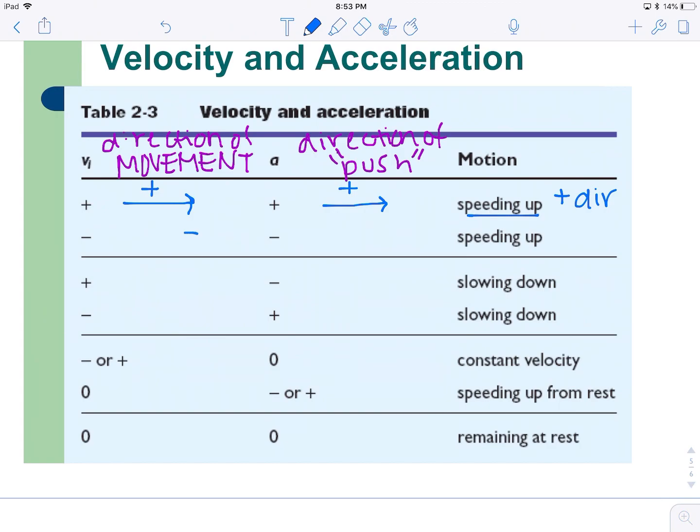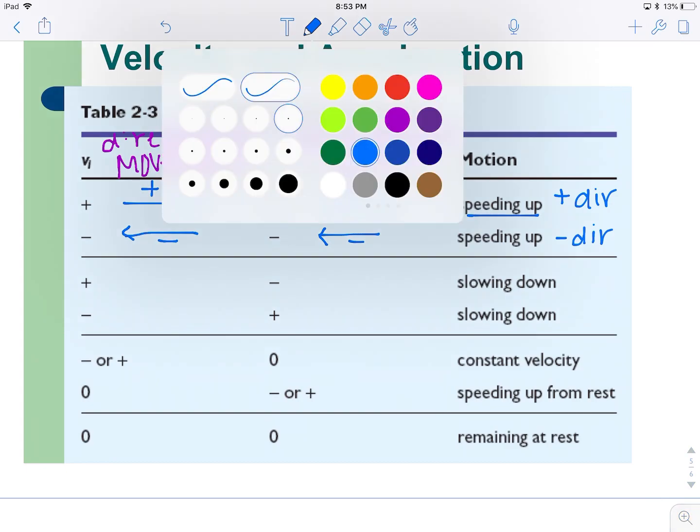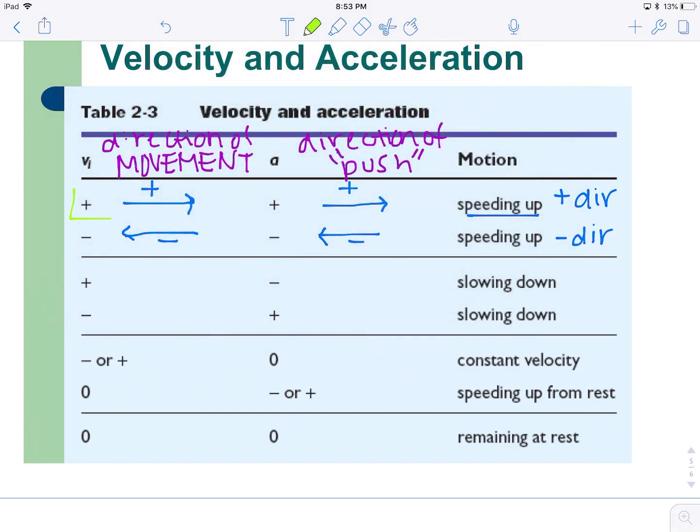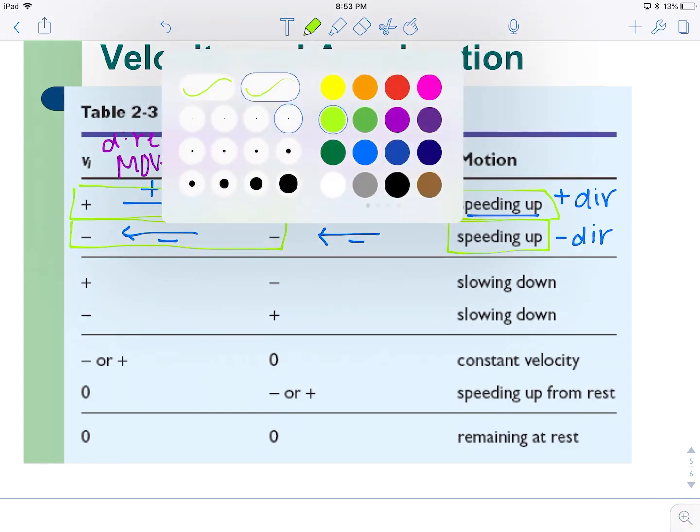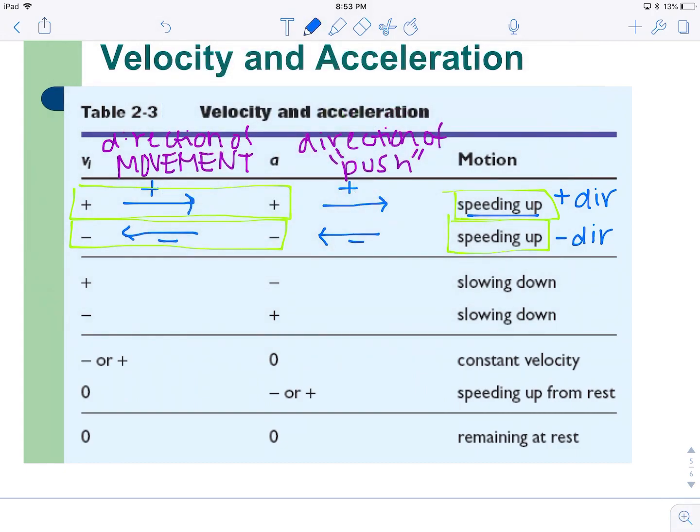If I'm moving in the negative direction, because I have a negative velocity, and I receive a push in that same negative direction, it's going to still cause me to speed up. But this time, I'm moving in the negative direction. Anytime my signs for velocity and acceleration are the same, that is going to mean that I am speeding up in whatever direction I'm traveling in. When they are opposite, it means something different.